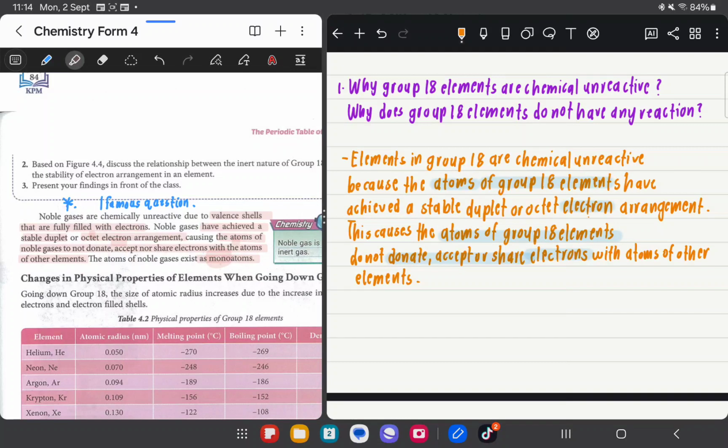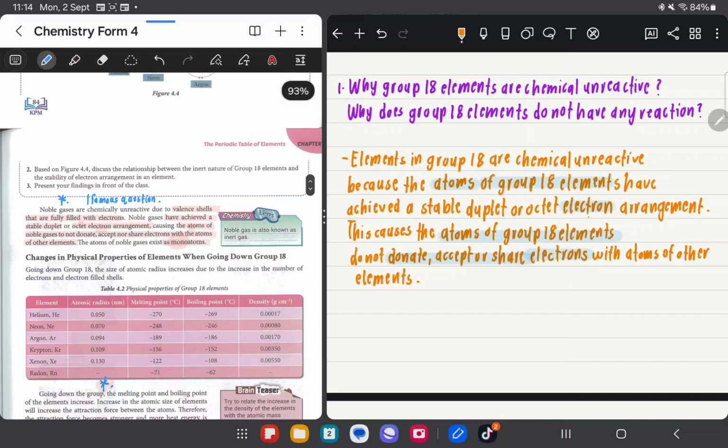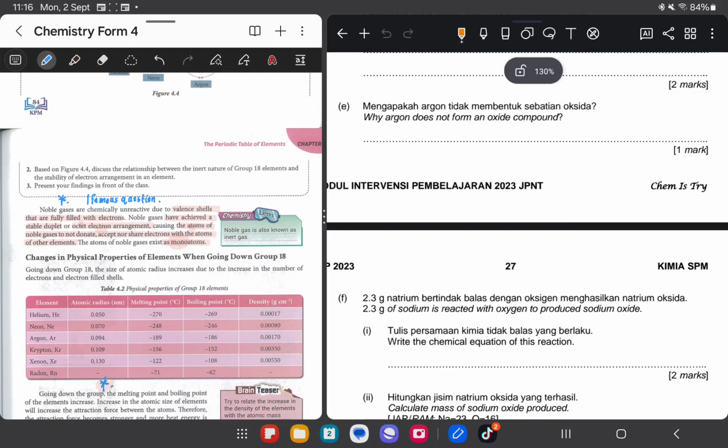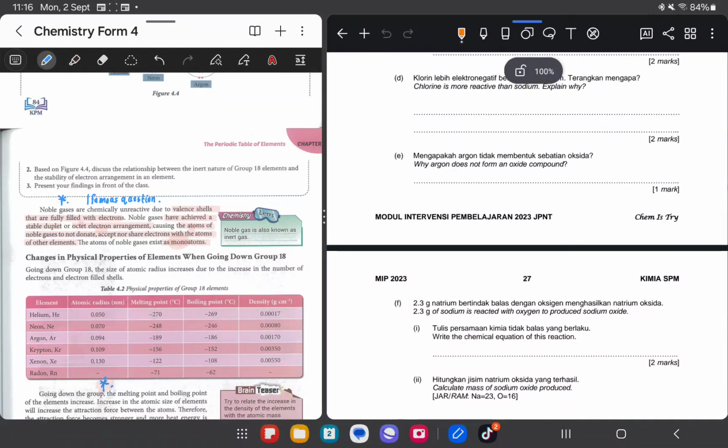So please, I beg you all, copy this particular note and put a big highlighter here and try to answer. Okay, wait, I show you a few questions. Later you won't believe me. This is one example question. I took this from Modul Intervensi Pembelajaran MIP Terengganu. It asks, why does argon not form an oxide compound? Can argon form an oxide compound? No, it can't. Because argon is a group 18 element.